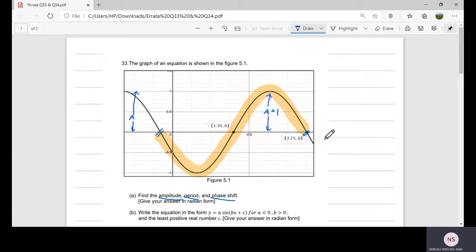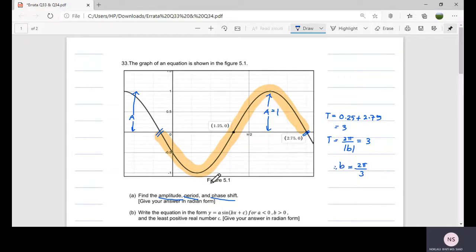So we have 0.5 plus 2.75, which equals 3. And we can always remember that for the period, the formula is 2 pi over the absolute value of b. Later on, we will find what this b is. It means that for this one, the period is equal to 3. So we settle for b first. Here we can find your b is 2 pi over 3.